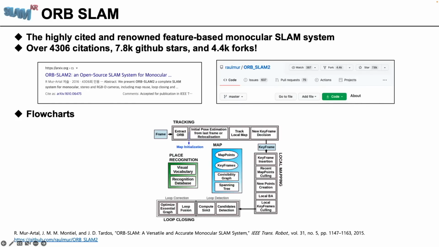Again, ORB SLAM is a highly cited and renowned feature-based monocular, RGB-D, or stereo SLAM system, having over 4,306 citations, 7.8K GitHub stars, and 4.4K forks. You can check those scores on the GitHub repository.